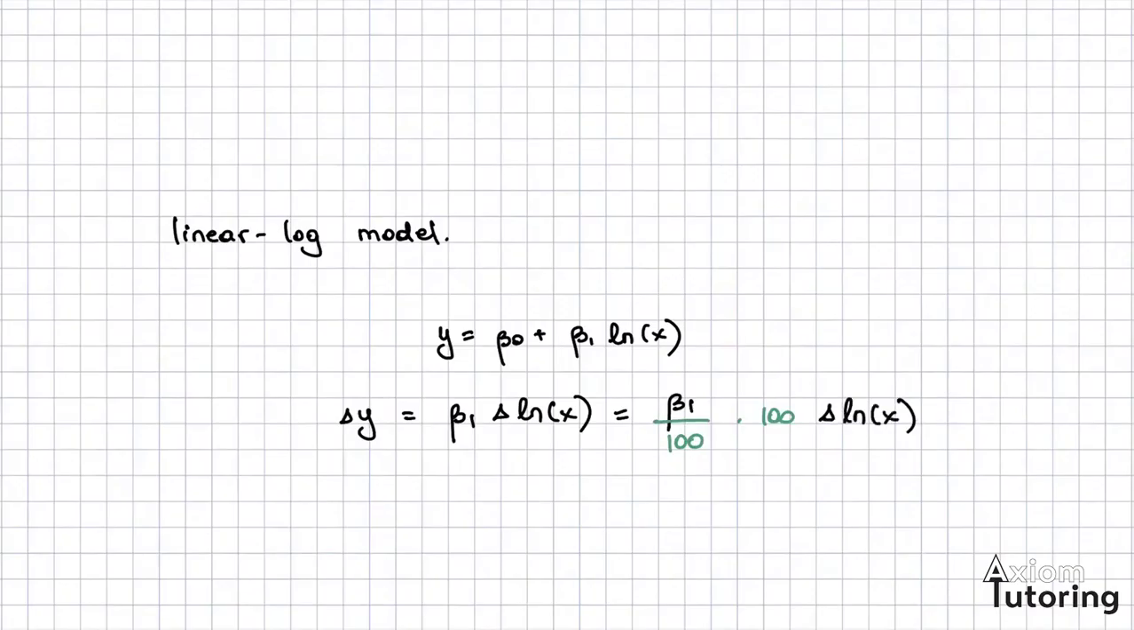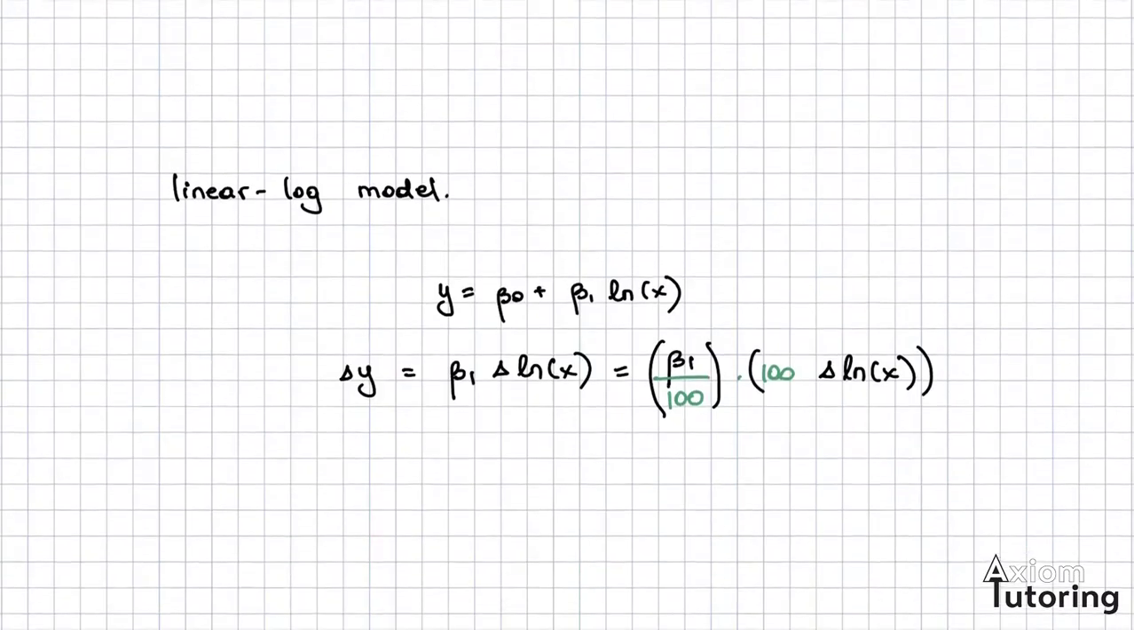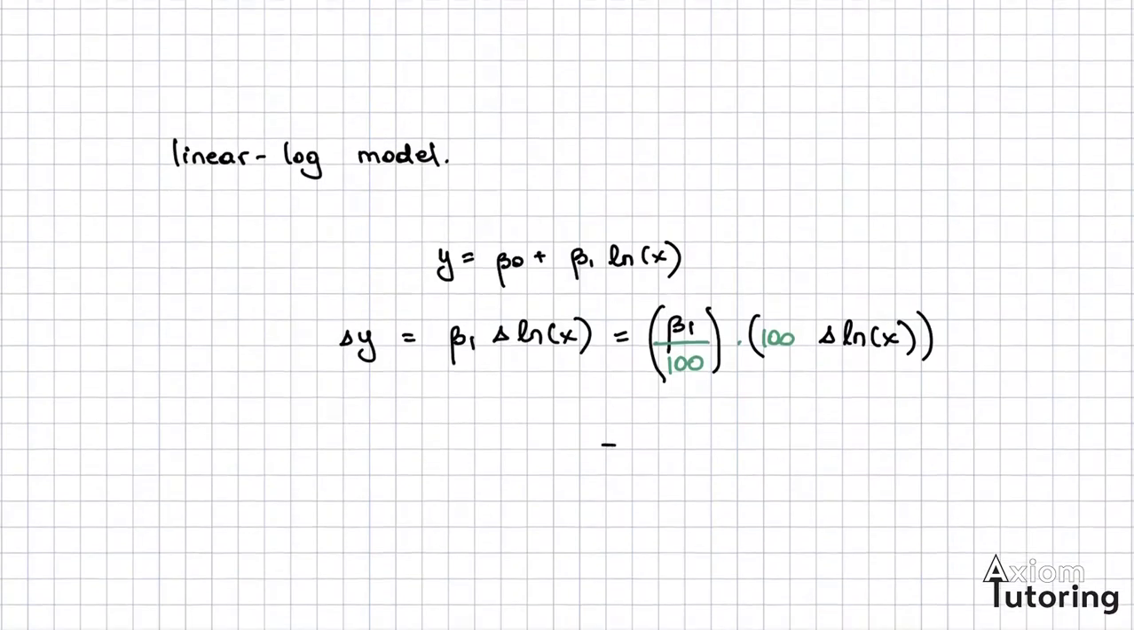I'm going to group these together, and I'm going to group this together. Keep in mind, I haven't changed the actual value of the expression. I've just multiplied and divided by 100 in order to do that. The last manipulation that I'm going to do is, while keeping the beta 1 over 100 the same, I will now substitute the change in ln of x based on the nice formulas that we know. So the approximation, this is 100 times the change in x over x.